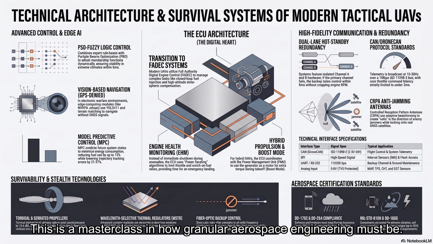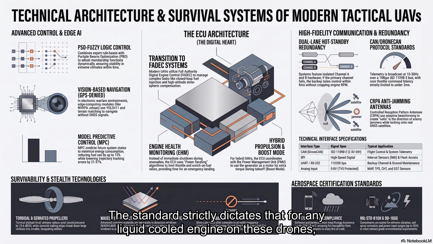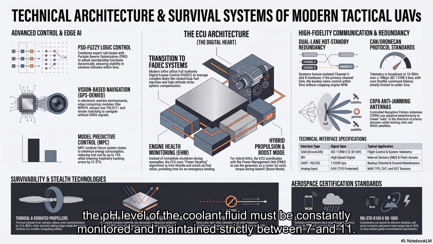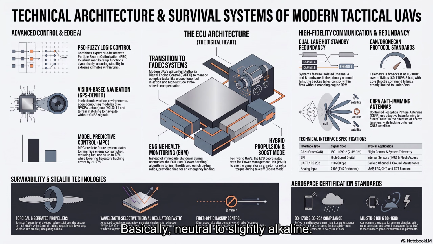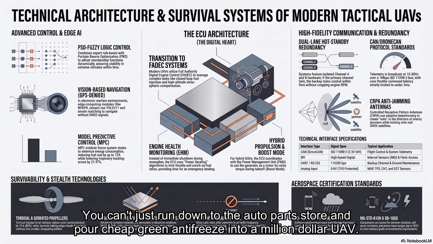This is a masterclass in how granular aerospace engineering must be. The standard strictly dictates that for any liquid-cooled engine on these drones, the pH level of the coolant fluid must be constantly monitored and maintained strictly between 7 and 11, basically neutral to slightly alkaline. You can't just run down to the auto parts store and pour cheap green antifreeze into a $1 million UAV.